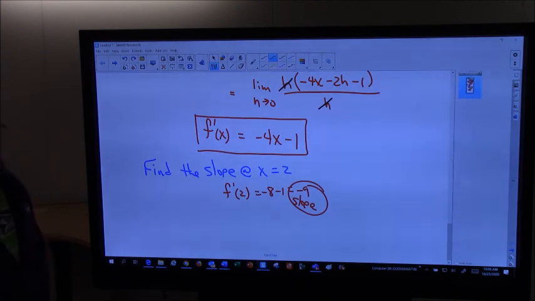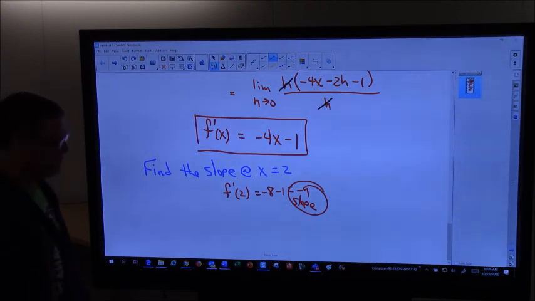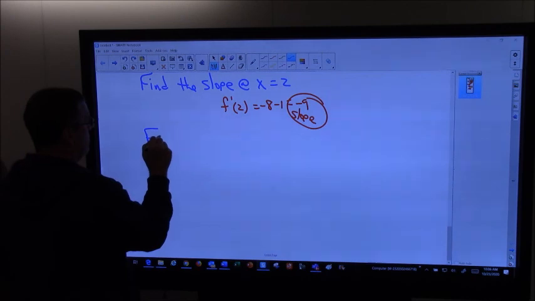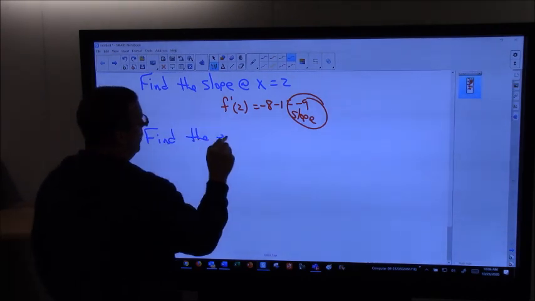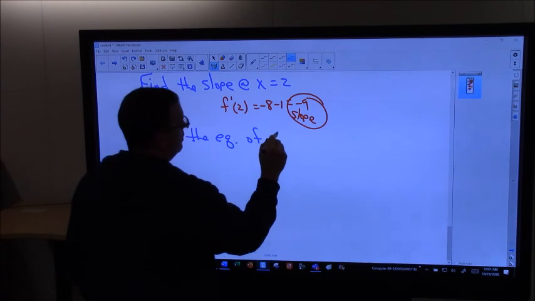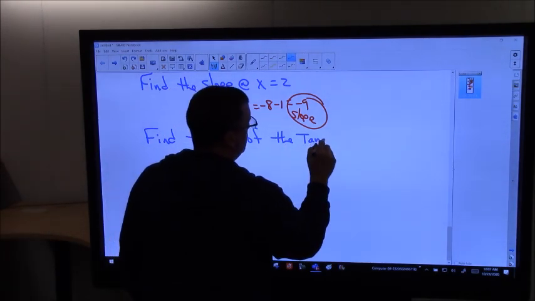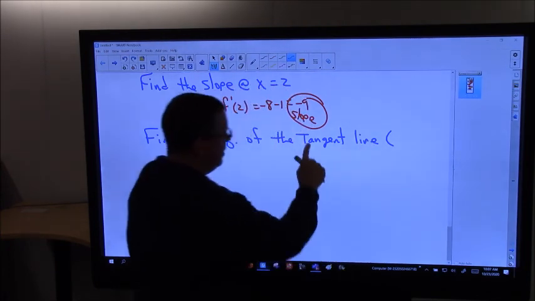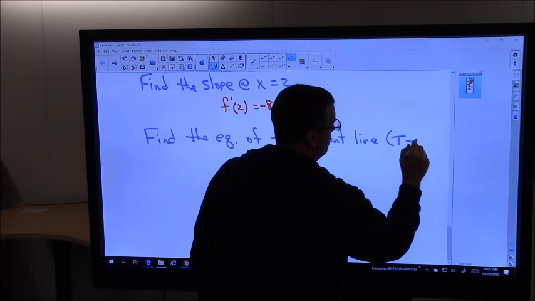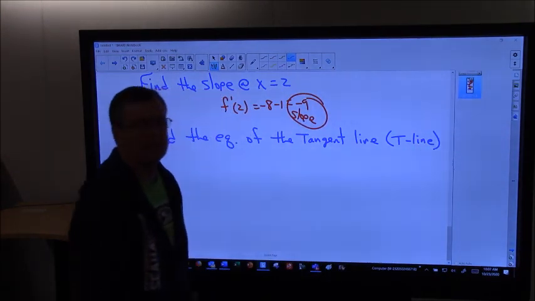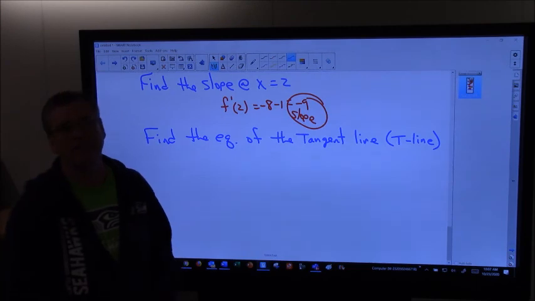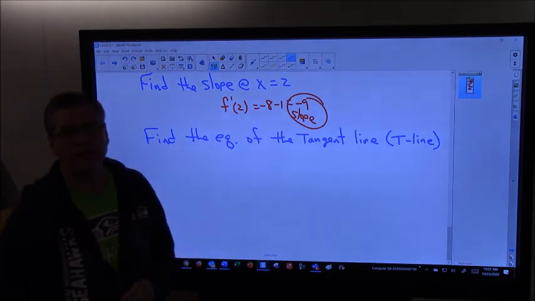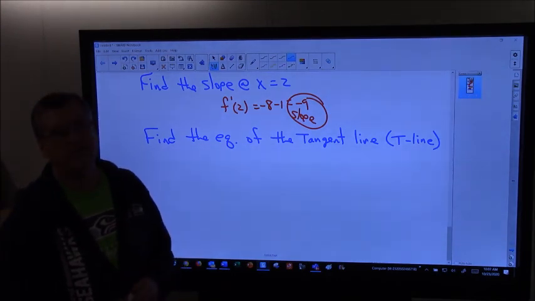There's also another question they could ask. And they'll do this. This is a very common question in calculus. Find the equation of the tangent line, which I'm just going to abbreviate from now on, T-line, okay? Because we get asked that so often that I'm just going to shorten it up a little bit, and whenever you see me write T-line, we're talking about the tangent line, okay?